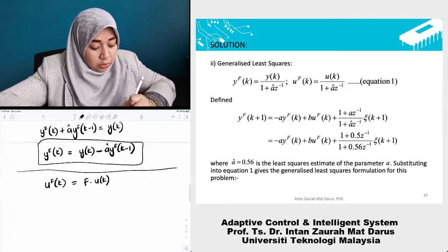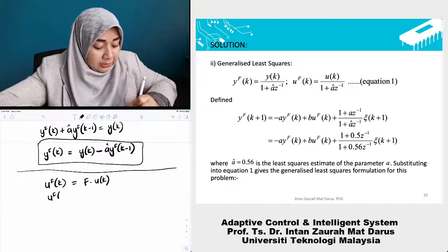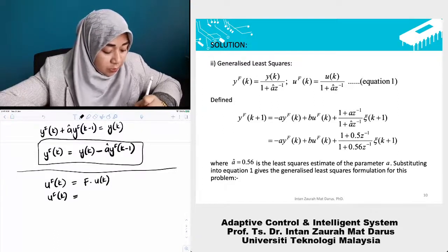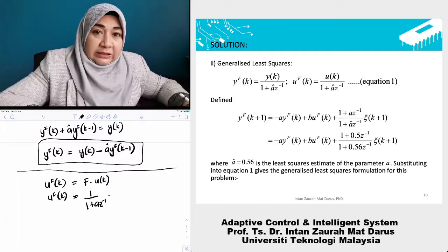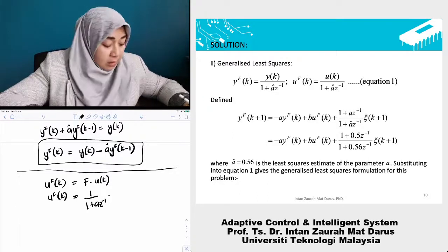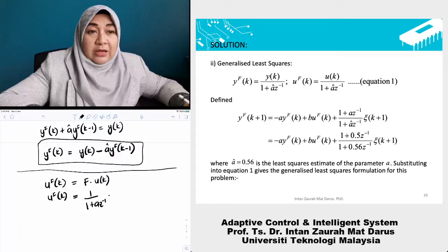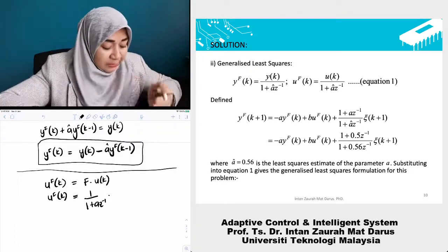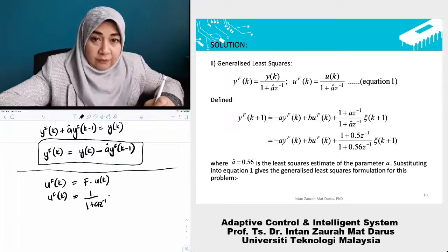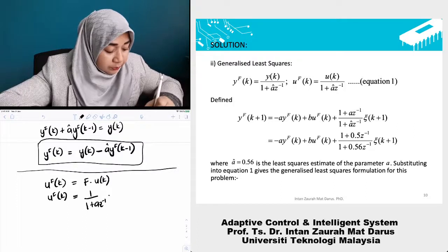Okay, so U filtered K equals F, which is 1 over 1 plus A Z to the minus 1. Mind you, when you design the filter, it is 1 over 1 plus A Z to the minus 1. Then that is also the filter that you're going to use for U. You're not going to use B Z to the minus 1 for your U, okay? So it depends on your filter, not your transfer function just now.